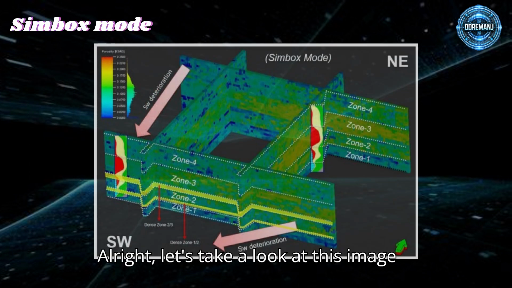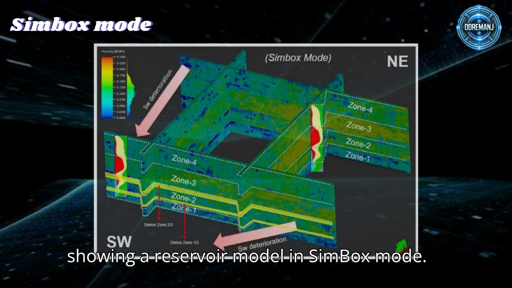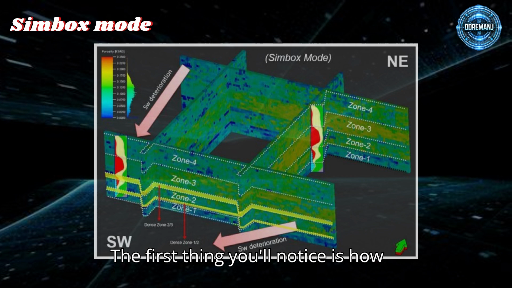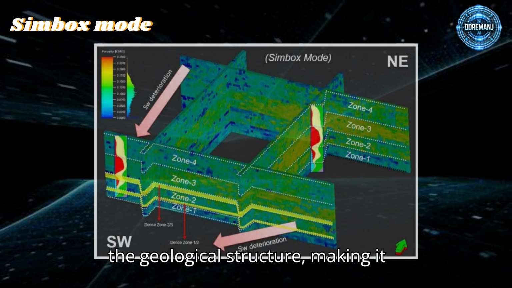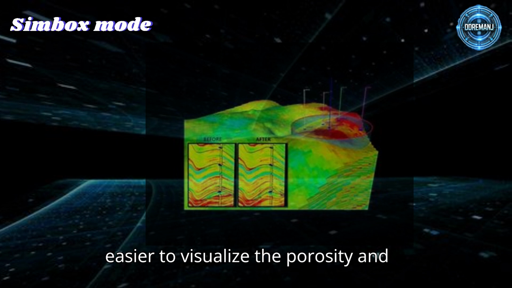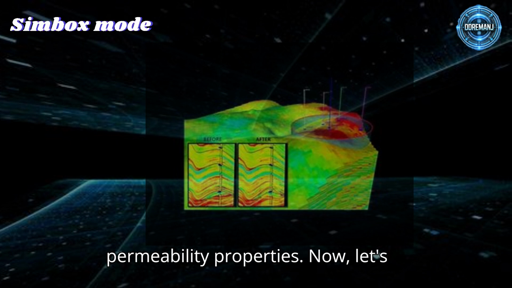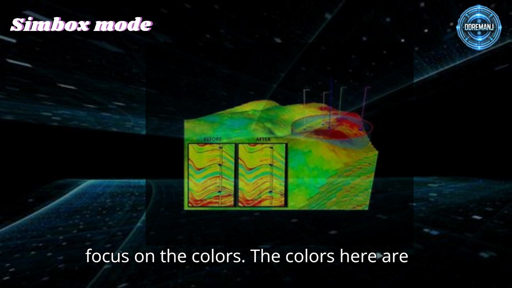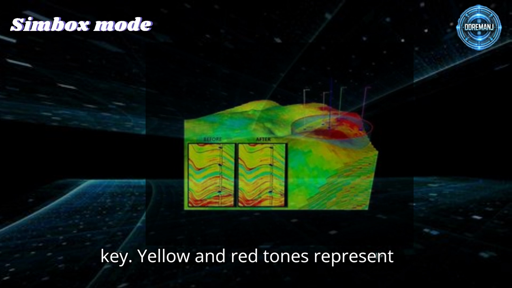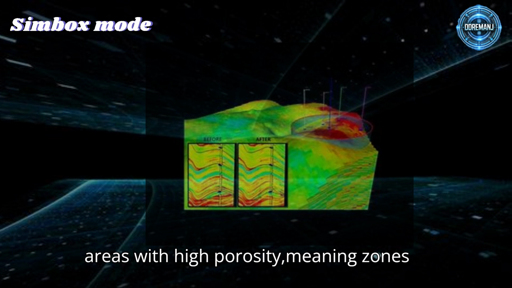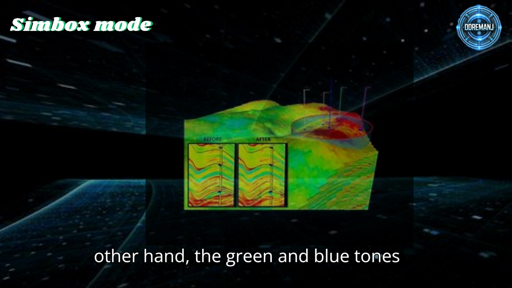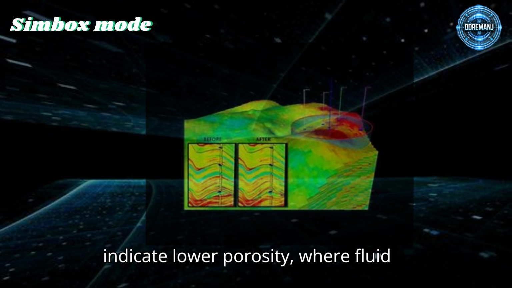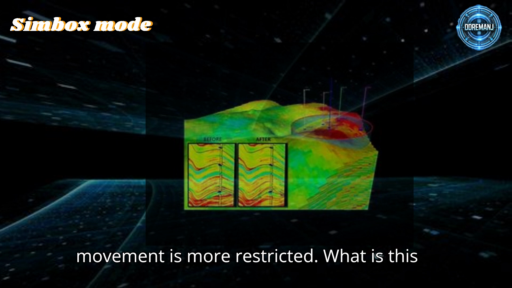All right, let's take a look at this image showing a reservoir model in Simbox mode. The first thing you'll notice is how uniform and flat the zones appear. That's thanks to Simbox, which flattens the geological structure, making it easier to visualize the porosity and permeability properties. Now, let's focus on the colors. The colors here are key. Yellow and red tones represent areas with high porosity, meaning zones where fluids can flow more easily. On the other hand, the green and blue tones indicate lower porosity, where fluid movement is more restricted.